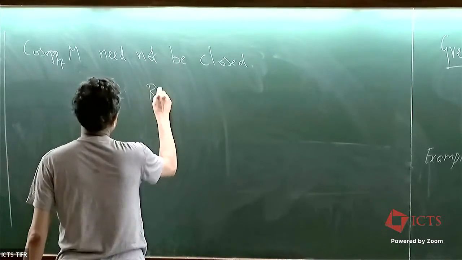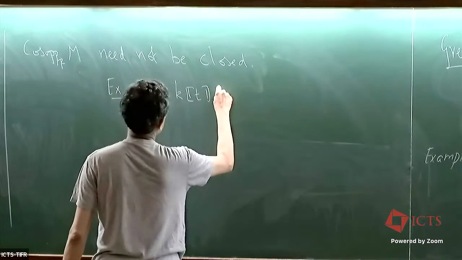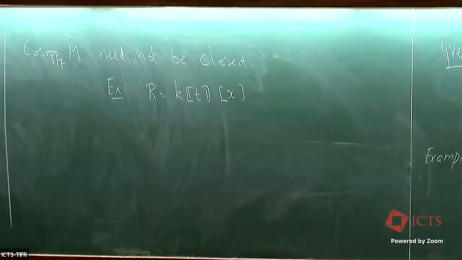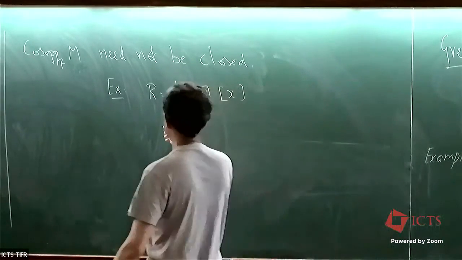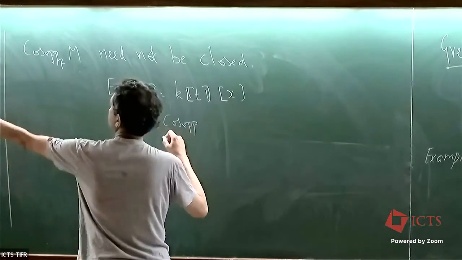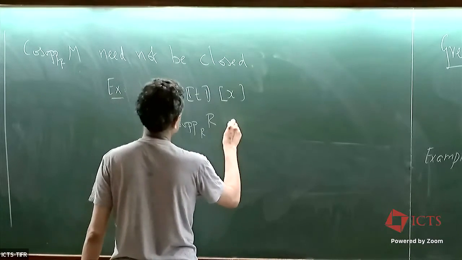If you look at the power series in one variable and adjoin a polynomial ring to it, then this is an example of a ring for which the co-support of the ring itself is not closed. So it's not that you're working with some random complicated complex.